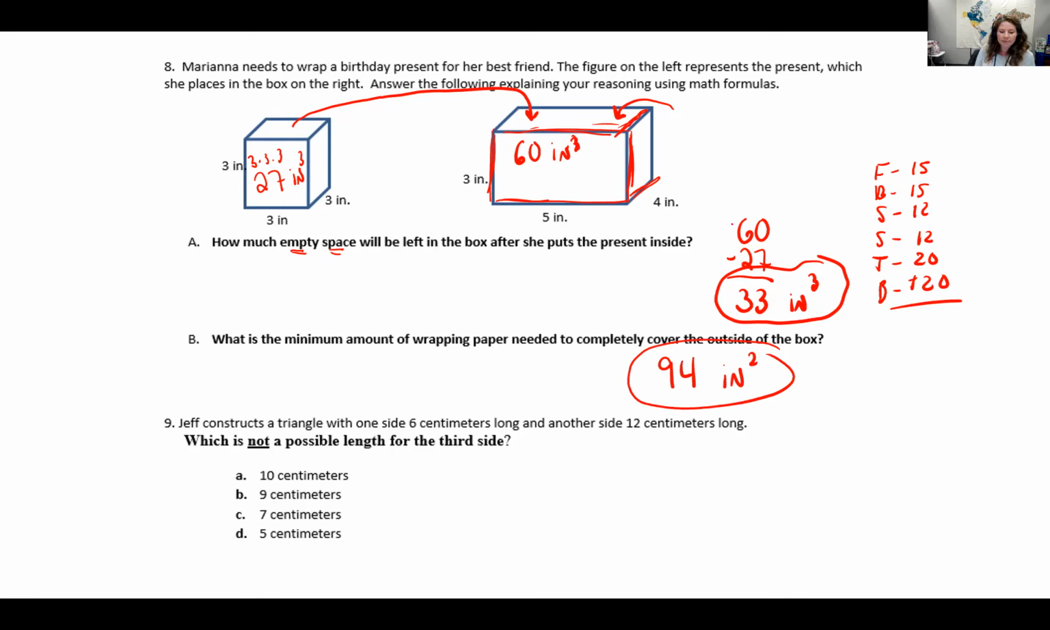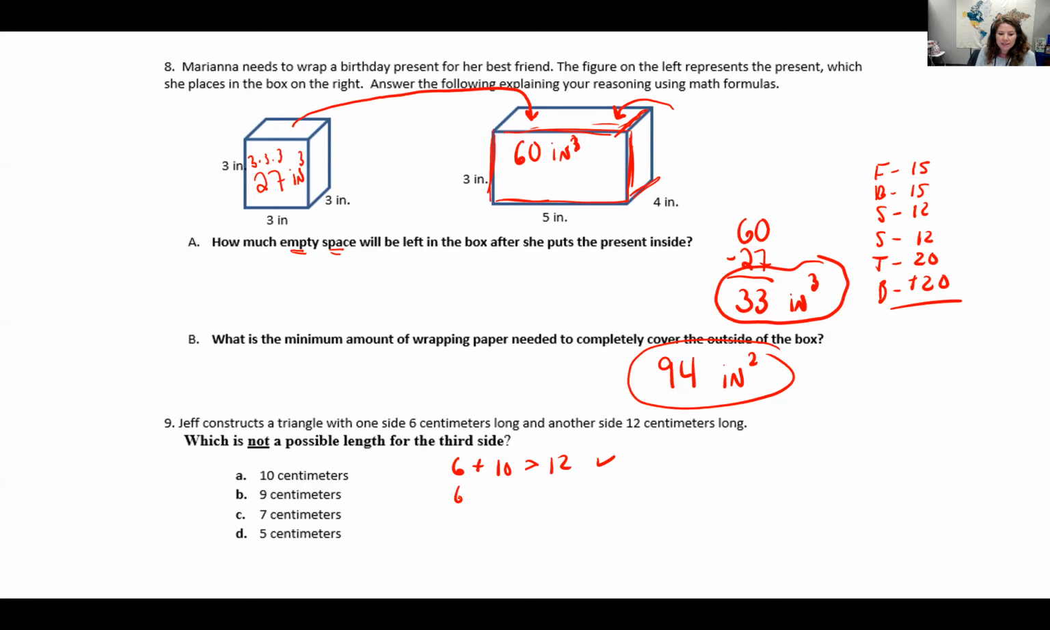All right, number 9. Jeff constructs a triangle, so we need to think about the triangle inequality theorem, which is the sum of the two shortest sides must be greater than the longest side. So if the two shorter sides are 6 and 10, is that greater than the longest side of 12?